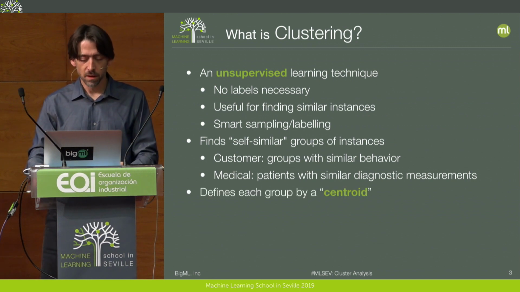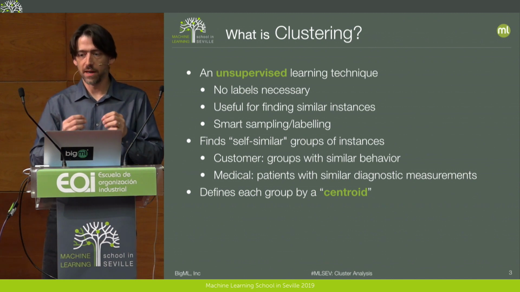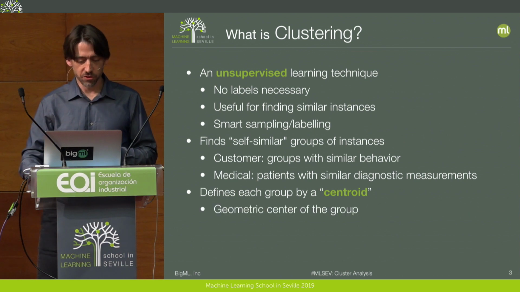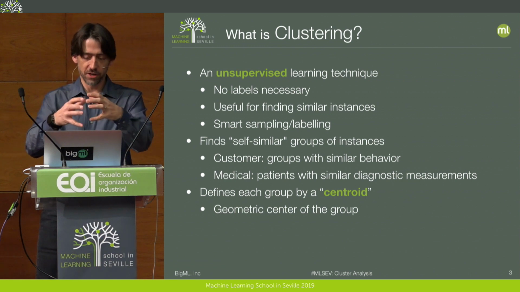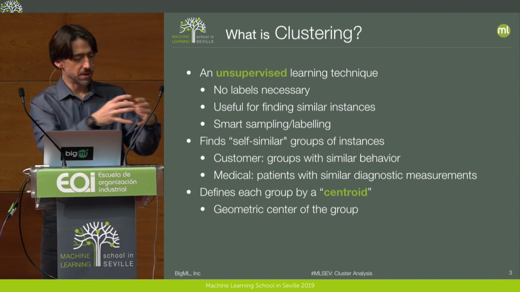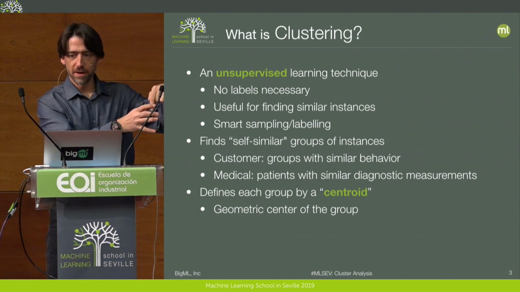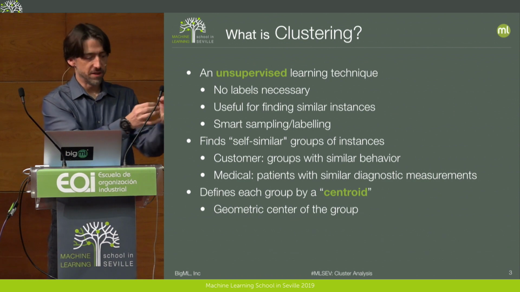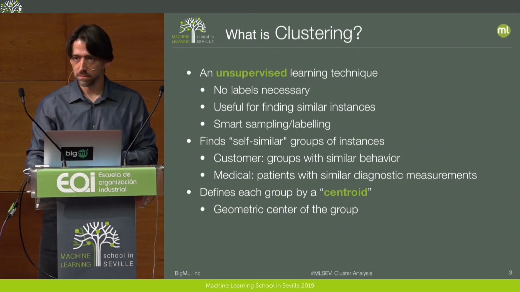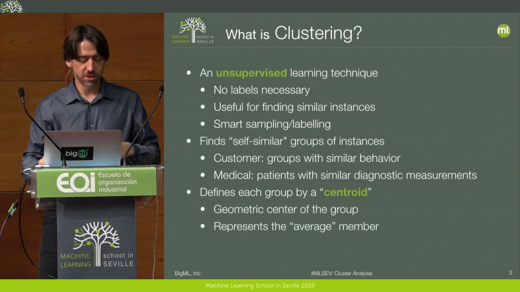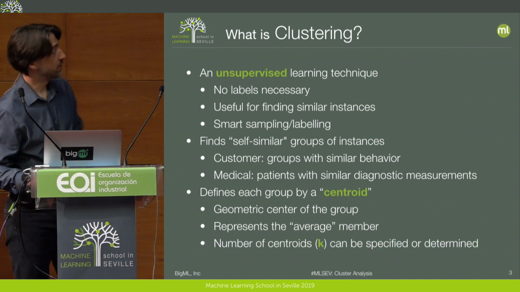All right? So each of these groups that we're going to find, the output of these algorithms, is going to be defined by a centroid. The centroid is the geometric center of the group. You can imagine that if you're grouping patients, they're not all going to have the exact same diagnostic measurements, but you're going to be able to say there's this kernel, and all these patients are pretty similar, and you're going to define that group by the middle. You're going to represent the entire group by the geometric center. They're all in this range, and so the center is this point. It represents the average member of that group, if you will. In some ways, it exactly represents the average.